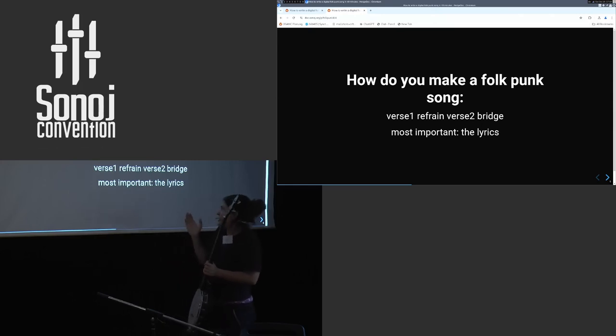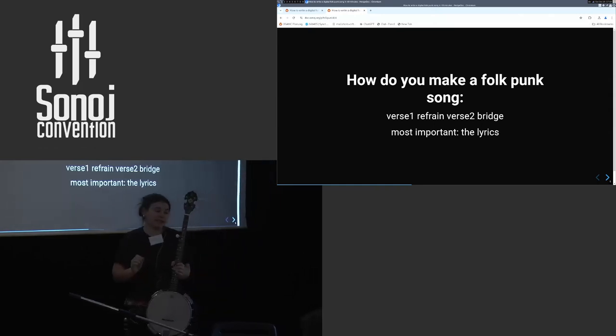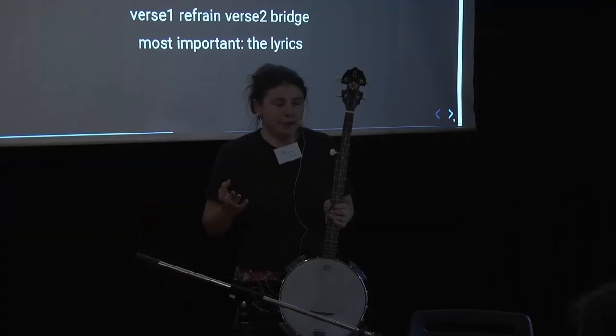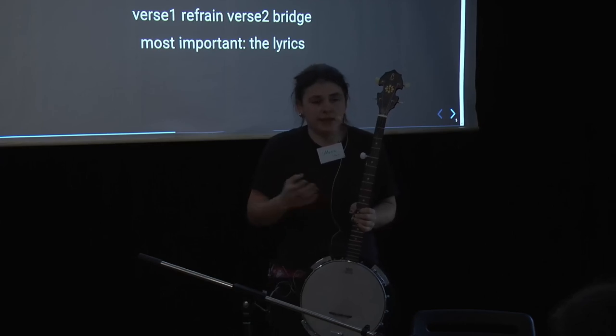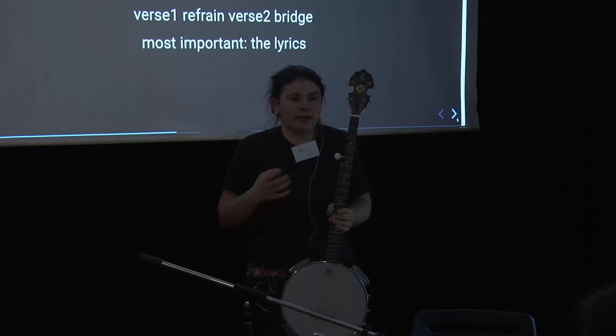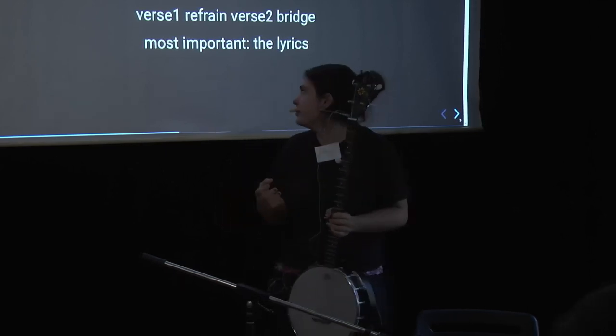So obviously we need a verse, a refrain, so a chorus, and verse 2 and a bridge, basic. That's all we need. But most important, and that's the tricky part, are the lyrics. Lots of folk punk songs tend to be quite simplistic in the way that the chords are quite simple, but still sounding good, but not that elaborate. And the lyrics are really the thing that gives the song a character, something you can feel and relate to.